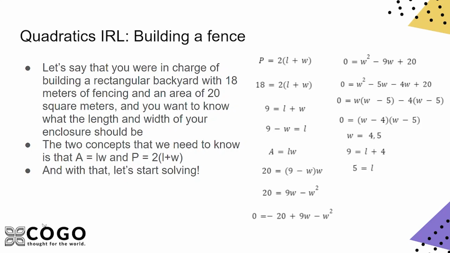Plugging these values back into the 9 equals L plus W, we get that the length of the enclosure is either 4 meters or 5 meters. So the dimensions of the fence that you would have to build would have to be 5 by 4 meters or 4 by 5 meters.